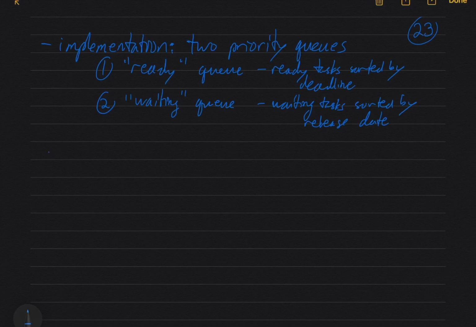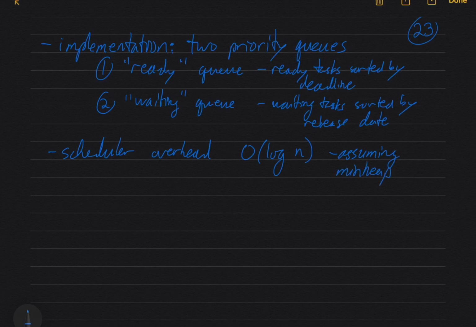So the scheduler overhead at each invocation of the scheduler is going to be, I said you can use a min heap, so that would be log n. So this is assuming that a min heap is used.